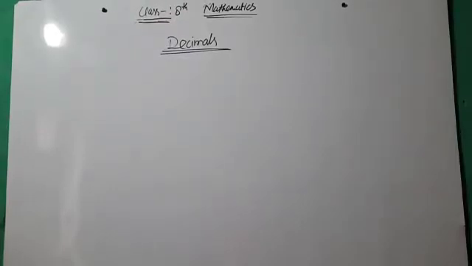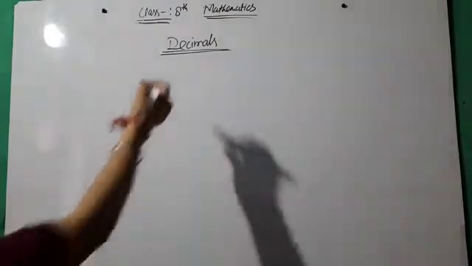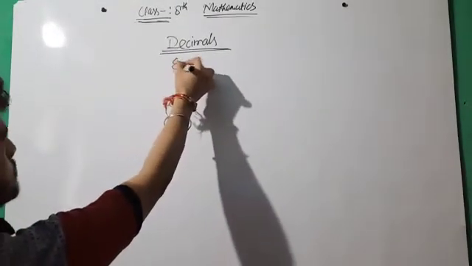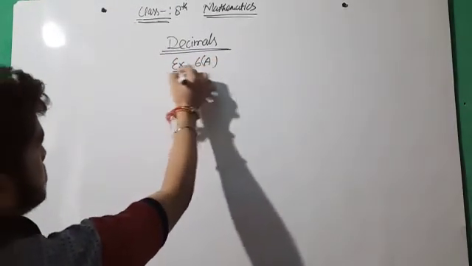We are going to discuss exercise 6A. Okay, 6A is a very simple exercise, depending on the previous lecture, if you have a clear concept about the decimals. Okay. First one, question number 1.